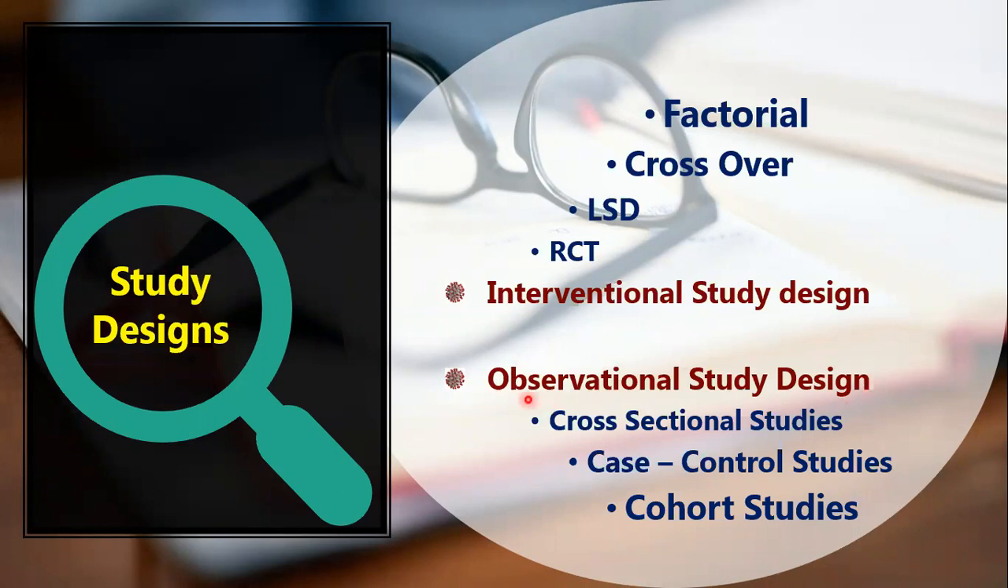They are called observational because you are going to observe the data, unlike interventional study designs. In interventional study designs, the researcher identifies the subject and assigns them to the control group or different groups. It's completely planned, like RCT, randomized controlled trial, or Latin square design, or crossover designs, or factorial designs. So these are all interventional study designs where the researcher has complete hold on the subject assignment and randomization. Whereas in observational study designs, the researcher is just an observer.